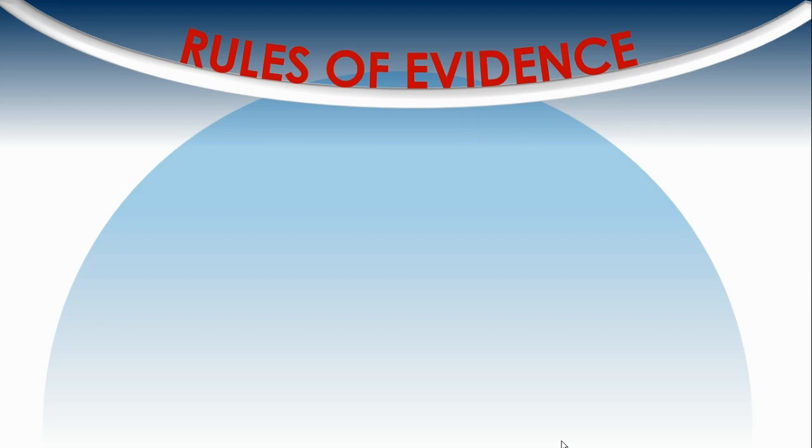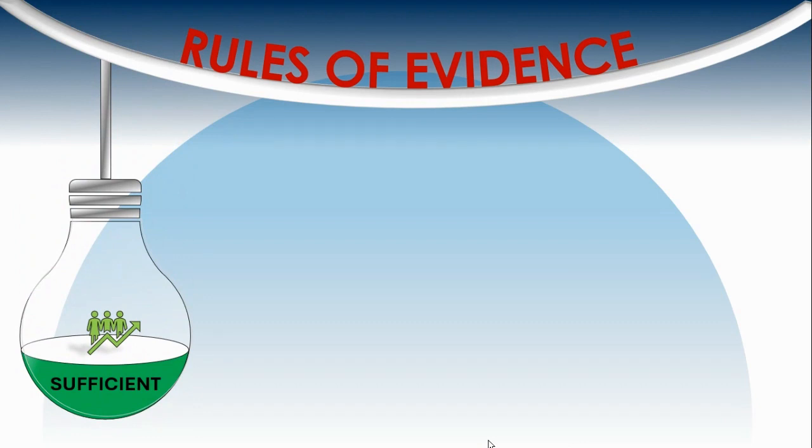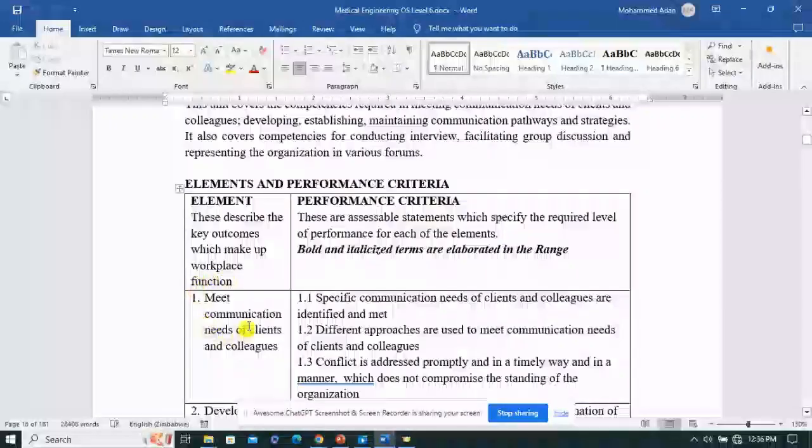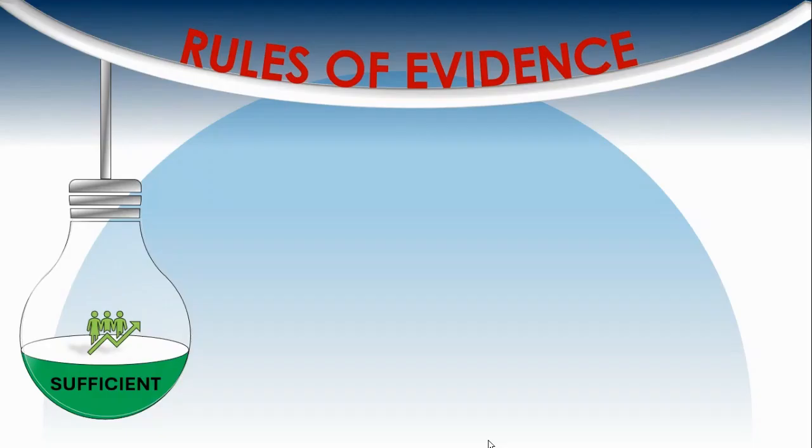Brings me to, what are the rules of evidence? What guides collection of evidence? So one is evidence needs to be sufficient. And here you're saying that the performance criteria, elements, and the evidence guide, all those components need to be addressed. And you are saying that all dimensions of competencies need to be addressed. And CBET says that you need to assess at least all performance criteria. So that's what we talk about. One rule of evidence is that it needs to be sufficient.